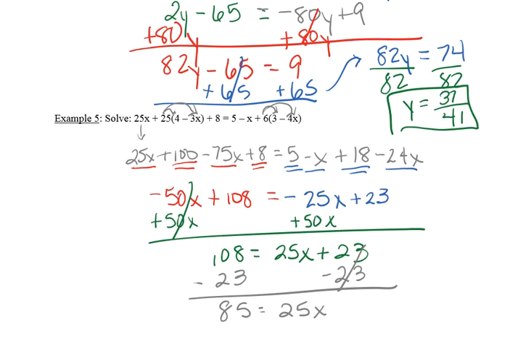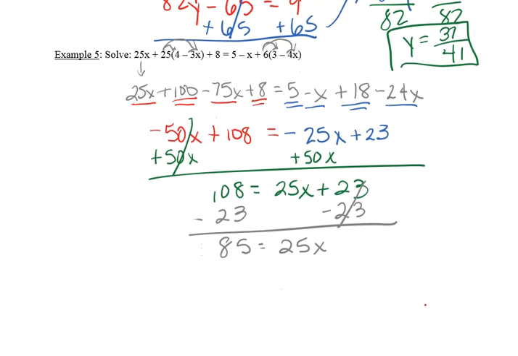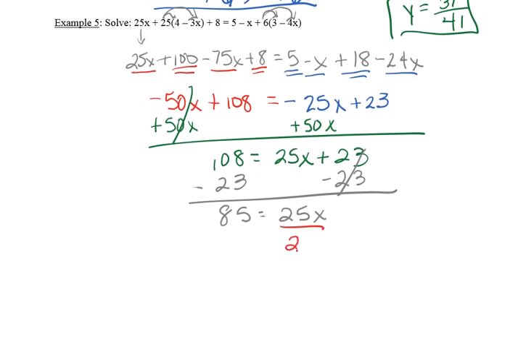And the last thing we'll do is move the 25. So we're going to divide by 25. 85 divided by 25 should turn out to be a decent decimal, and it gives me 3.4.